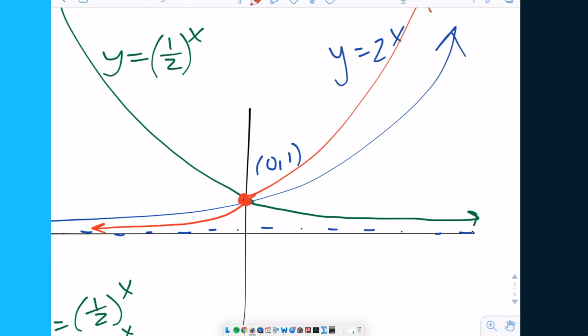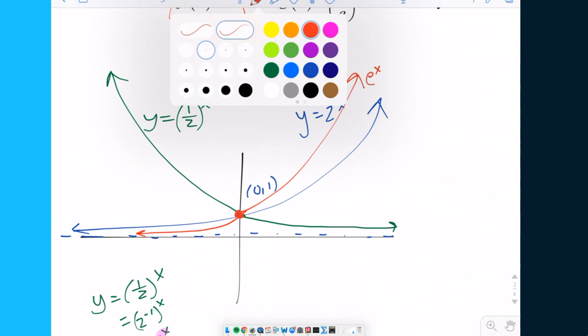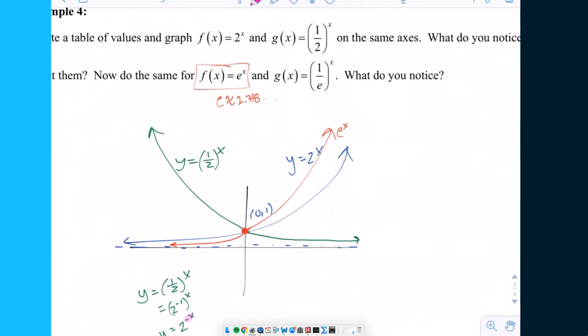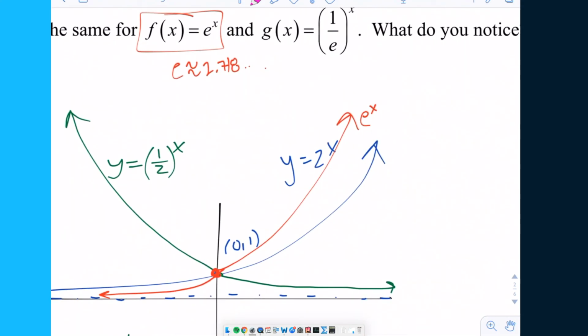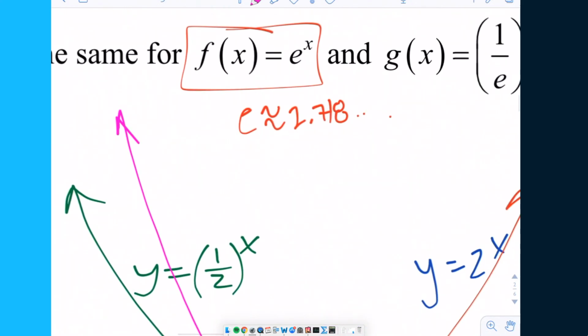So they intersect there. And now you can reflect it across the y-axis and get the graph of 1 over e to the x, which is the same as e to the negative x. Because it's going to be steeper, it's going to look like that, and it's going to look like that. And that'll be the graph of 1 over e to the x.